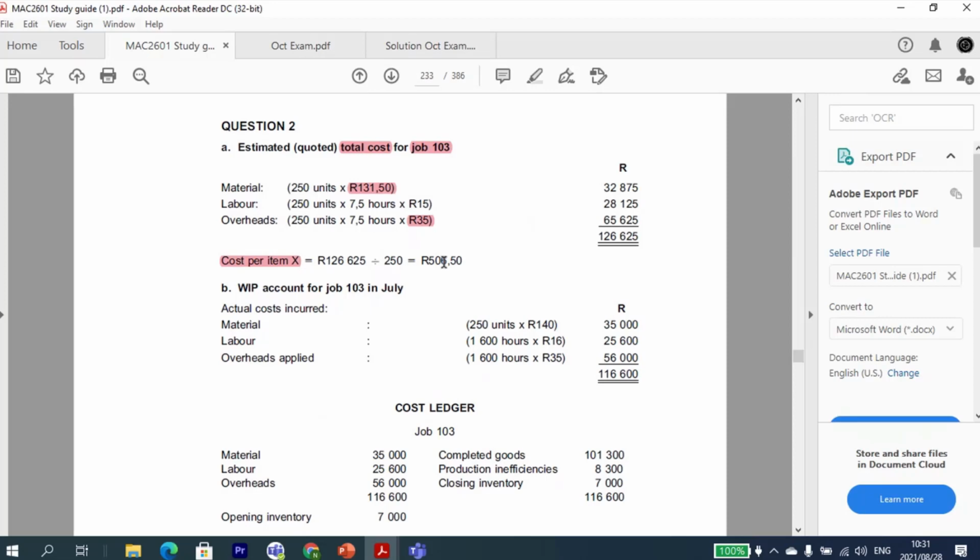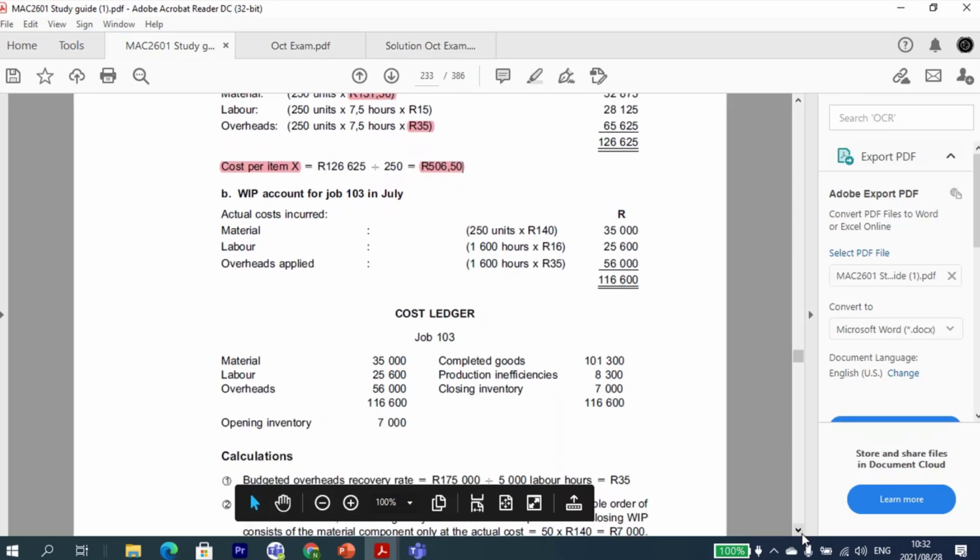Straightforward. Total cost, remember it's material, it's labor, it's overhead. Your overheads, you use whatever method that they tell you. In this instance, we could all see that it was the traditional method being used as opposed to ABC. After you get your rate, you multiply it with what you've been given. Then you still have to go a bit further because they just didn't say give us the total cost. They said give us total cost and the cost per item. Then you take your answer, you get to the cost per item.